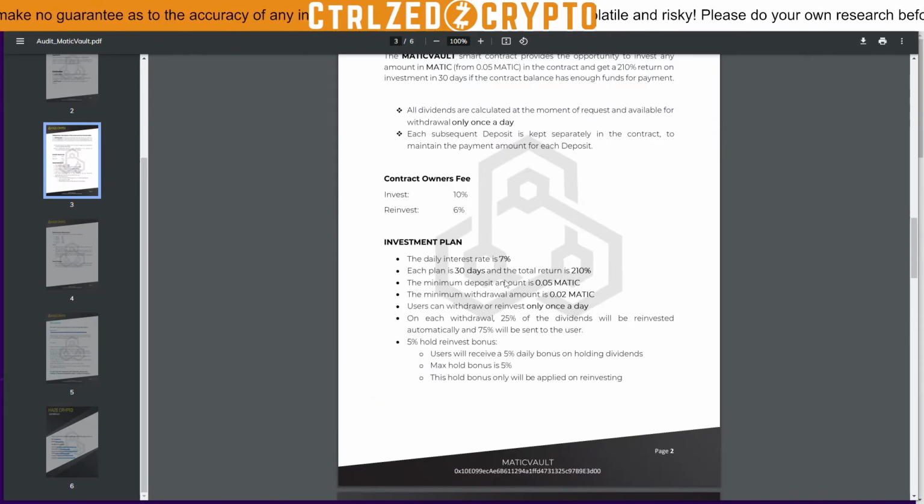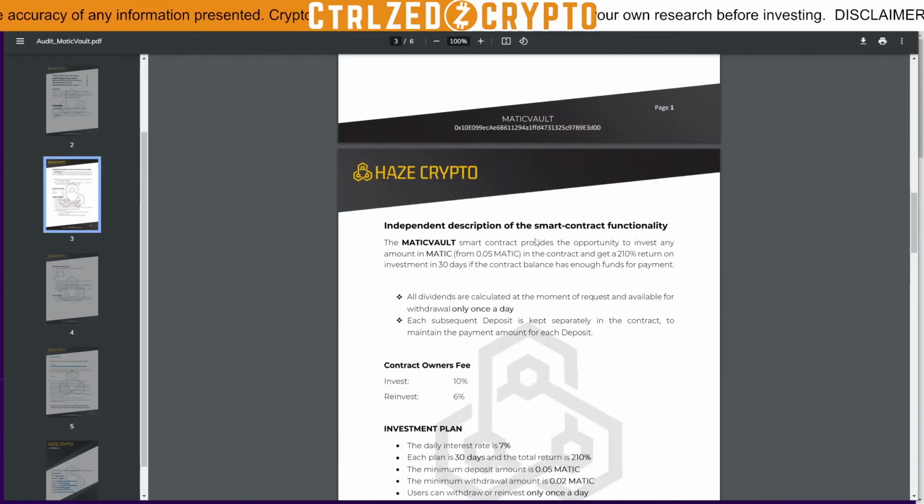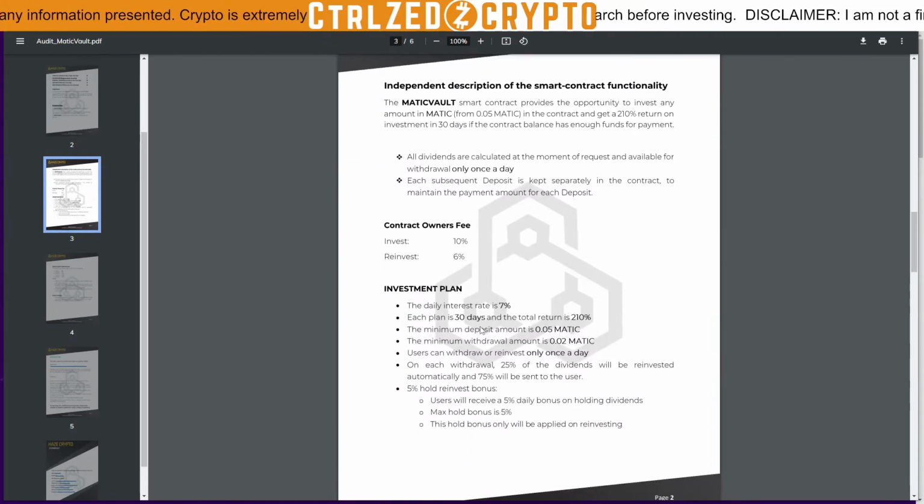So is that mentioned in this audit? I thought I did see it when I looked at this today, but I've been looking at so many of these, I may miss it. Serious, sorry. 5% hold reinvest bonuses. So users will receive a 5% daily bonus on holding dividends. Max hold bonus is 5%. The hold bonus will only be applied on reinvesting. Okay. So look, I didn't miss that detail last time I looked at it.